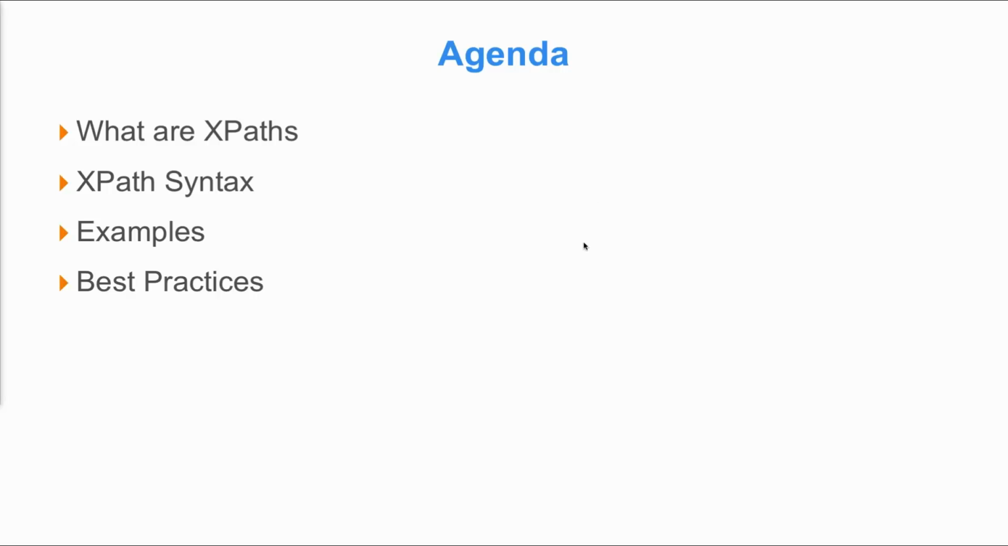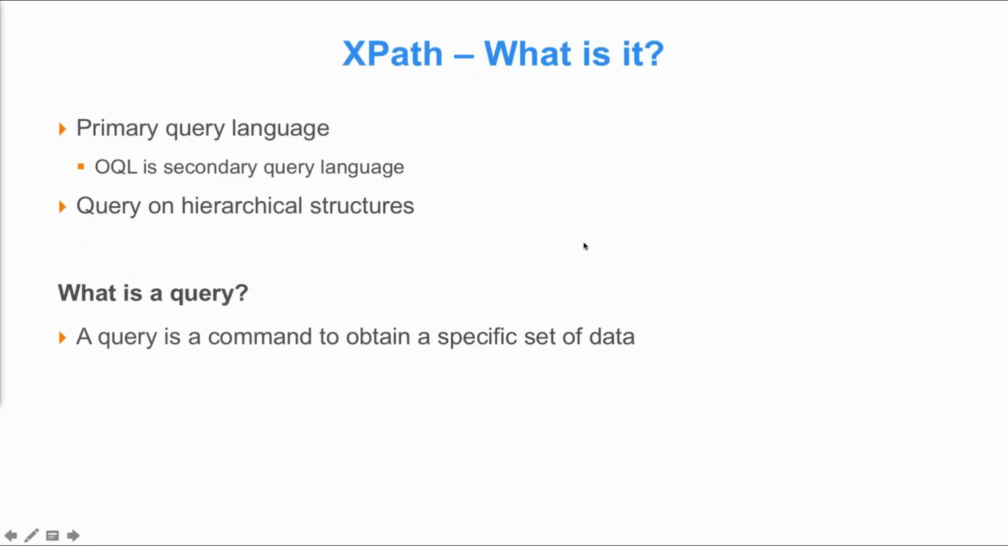So what is an XPath constraint? XPath is basically the primary query language. OQL is a secondary query language that gets converted into a SQL query. The query is based on your hierarchical structures. So it's completely based on how you have structured your domain model, what the relationships are, and so on. And obviously, what is a query? A query is basically a command to receive a specific subset of data.